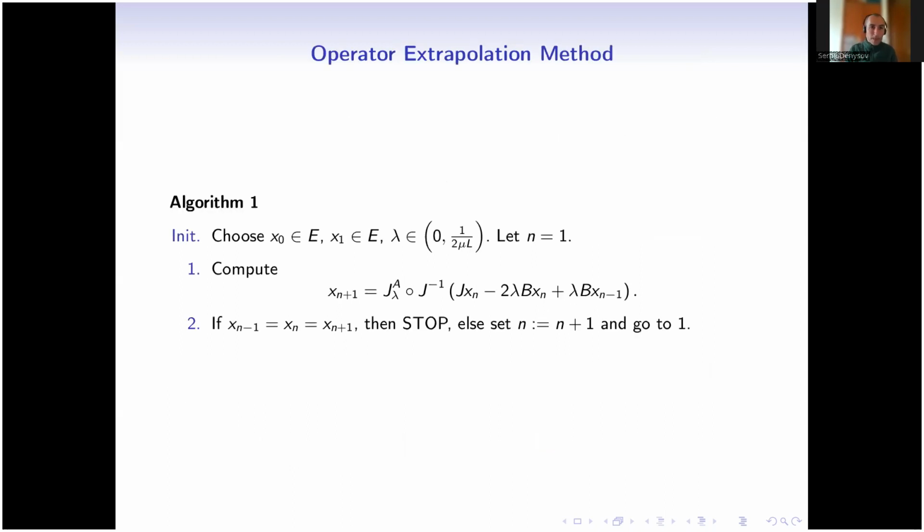So our main algorithmic results: you see here the non-adaptive variant. I mean that step size lambda should be chosen and fixed from such an interval, and you see we need to know both mu and Lipschitz constant L in advance.